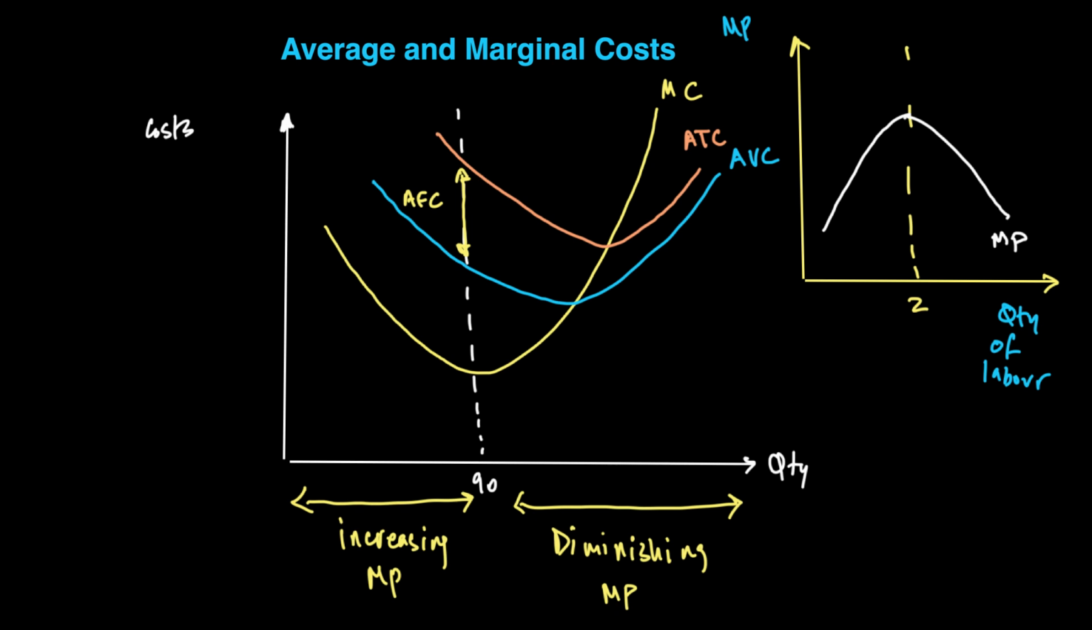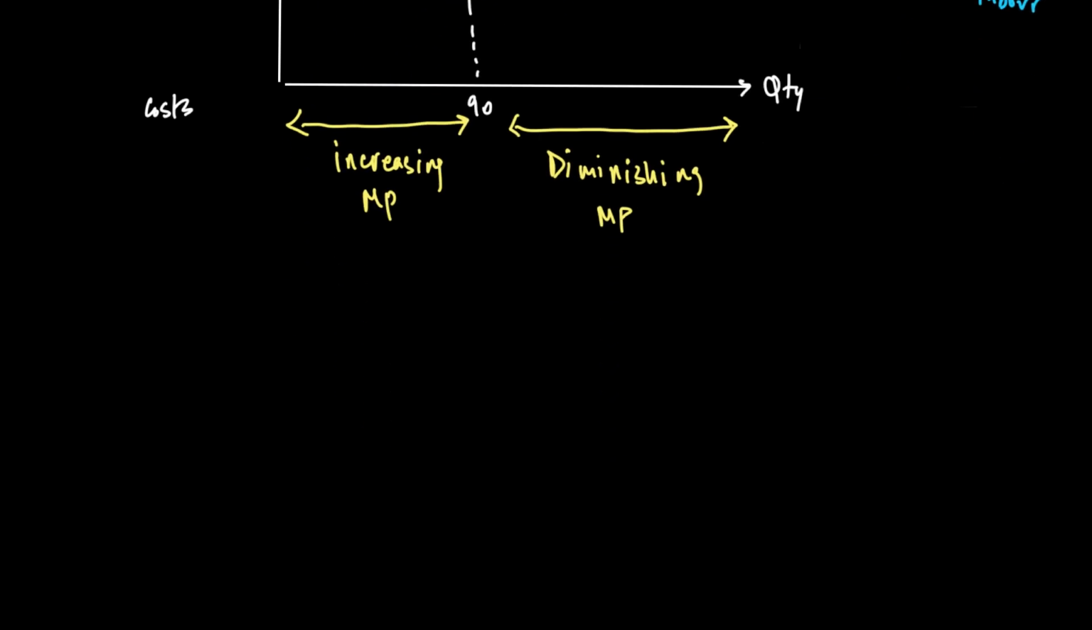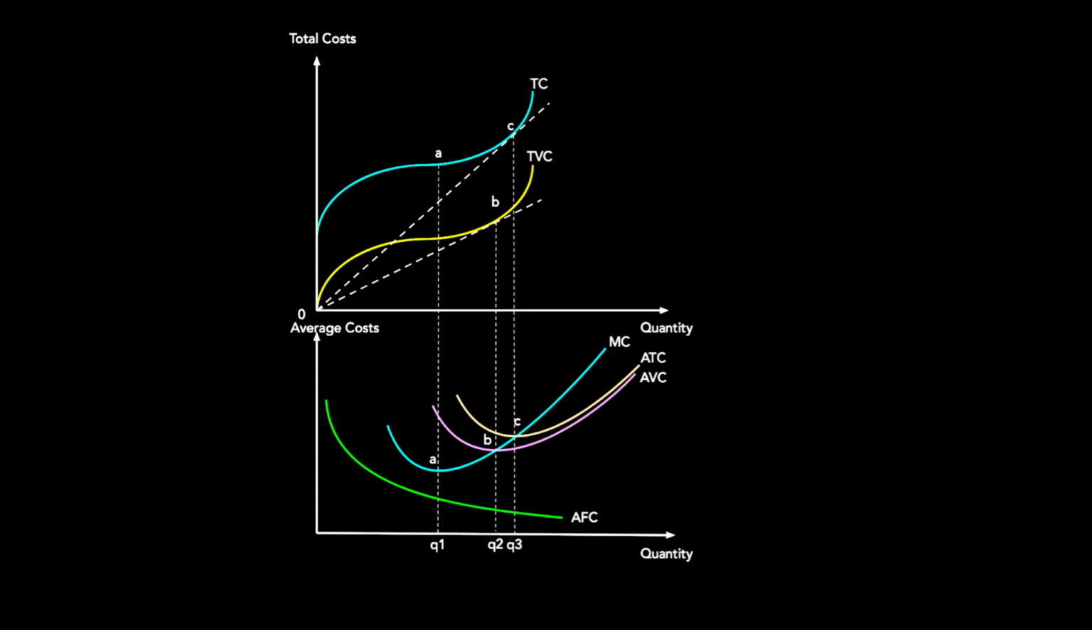Interestingly, graphically, the AVC at each level of output is derived from the slope of a line drawn from the origin to the point on the TVC curve corresponding to the particular level of output. What do I mean by this? If you look closely at this diagram, let's choose any point, say Q2, which is this quantity, and let's find Q2 here. So this is the total variable cost, and this is the quantity.